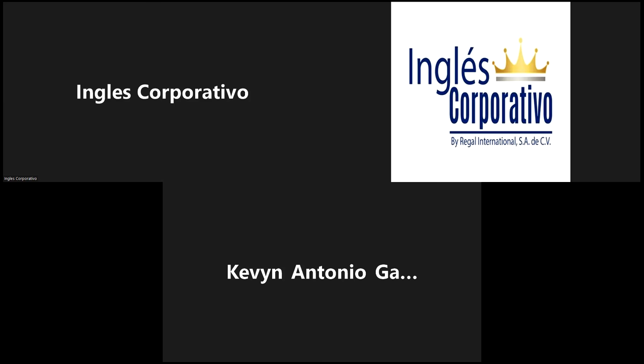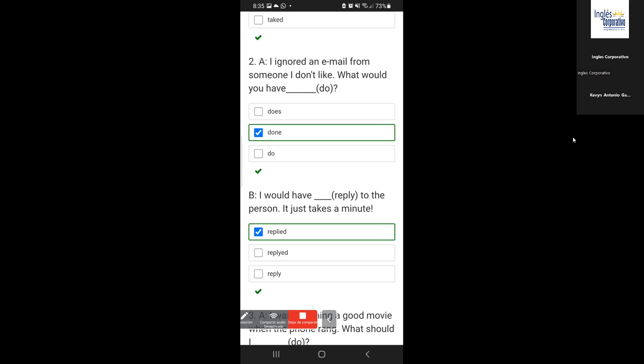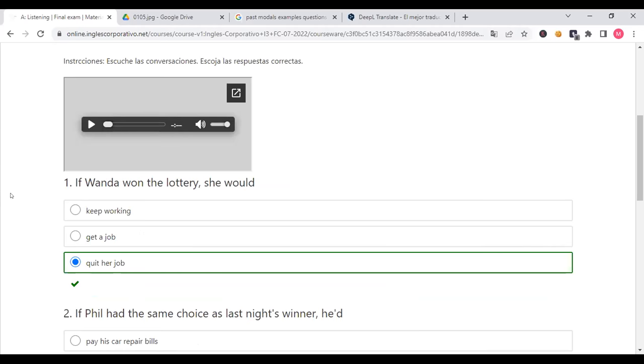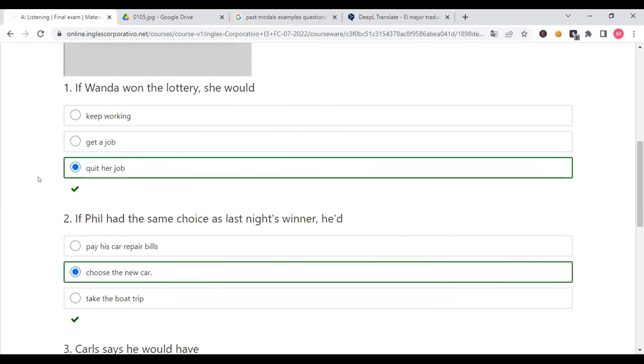Pero a mí va. Okay, comparta, please. Share the screen. Aquí está. Finally, come. Okay.